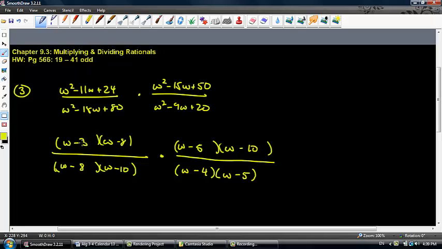Let's make this 3 a little more clear. Okay, let's go and cancel everything that is possible. W minus 10s are going to go away. The w minus 5s are going to go away. And the w minus 8s are going to get out of there. So what I'm left with is w minus 3 over w minus 4.